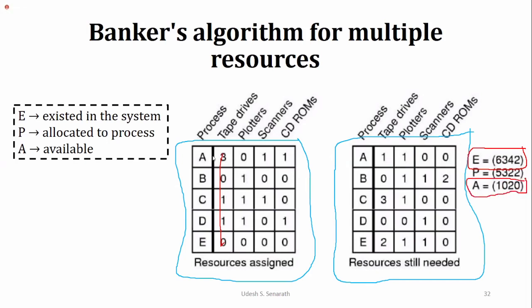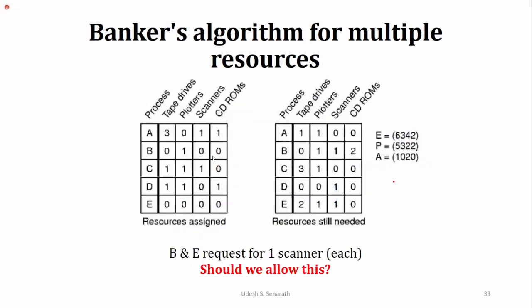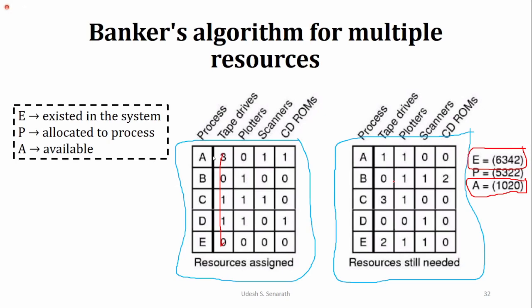Then again, using the same methodology, you can go one by one through the processes and identify which process to run first and then allocate the resources. If we can allocate the resources, yes, it is in a safe state. If we can't, it's not in a safe state. So I'm not going to explain how you can allocate resources because I have already taught it to you, right?